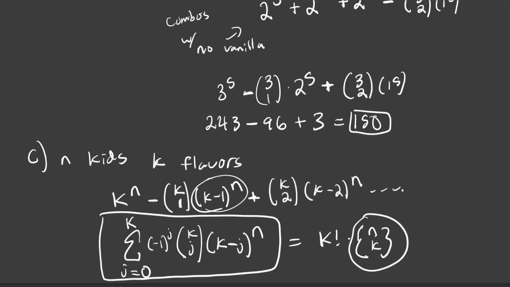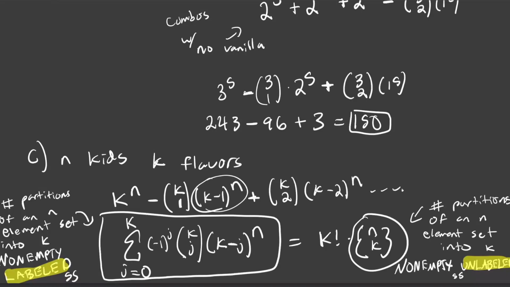And on this side of the equation, what were we basically doing? Well, we had a set of n elements, and we are partitioning it into k different subsets such that each subset is not empty. And each subset was also distinct, right? Because we had k different flavors, and they're all unique. So when we divide by k factorial, we're getting rid of the uniqueness of each of these k flavors. So what we did is we partitioned an n element set into k non-empty labeled subsets, and with Stirling numbers of the second kind, we partitioned them into non-empty unlabeled subsets. And the difference between them is this k factorial here.